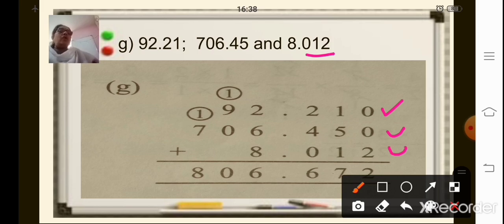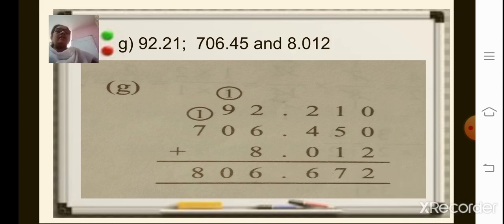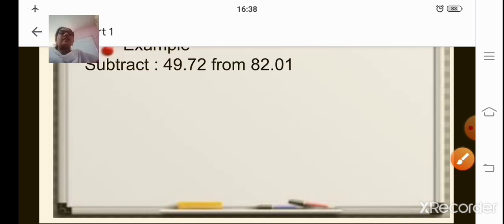And the last number is 8.012. Add all the three numbers, 2, 7 and 4 plus 2 is 6. Put the decimal point in the correct place. Then 2 plus 6 is 8, 8 plus 8 is 16, 1 carry over. Then 9 plus 1 is 10, 1 is carried over here, and 7 plus 1 is 8. So your final answer is 806.672.